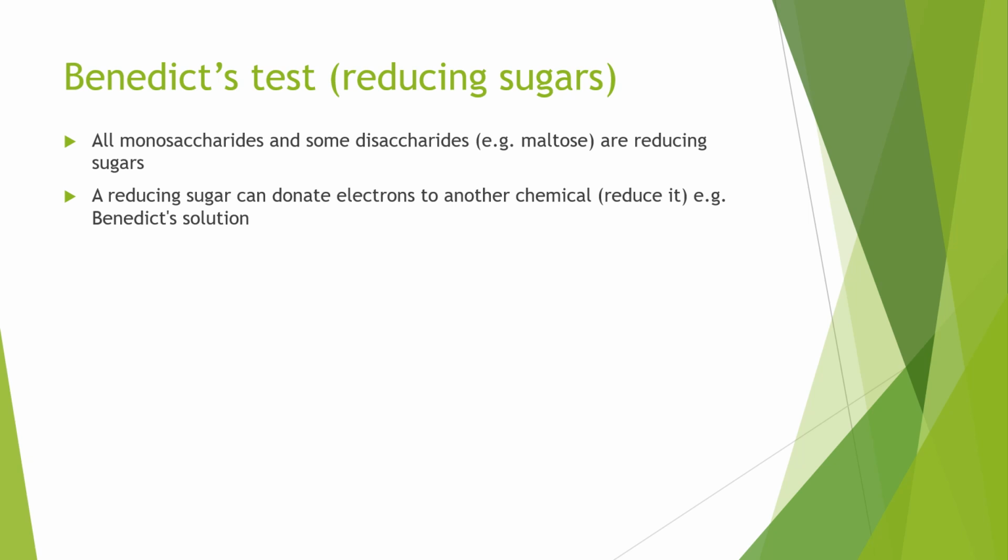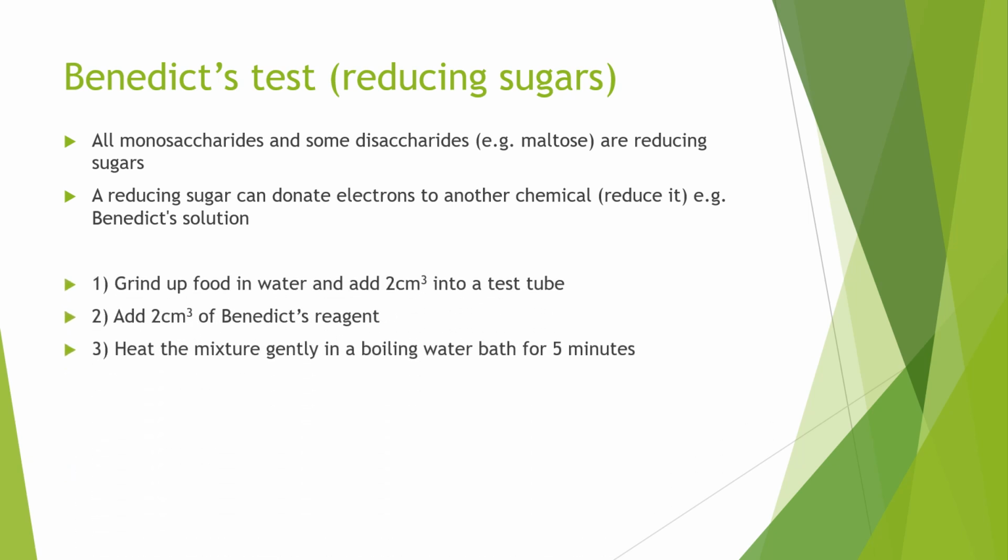To perform this test, here are the steps. First, we grind up the food sample that we want to test in water to release any sugars. We then add 2 cm³ of the sample to a test tube. We then add 2 cm³ of Benedict's reagent. And then finally, we heat the mixture gently in a boiling water bath for around 5 minutes.